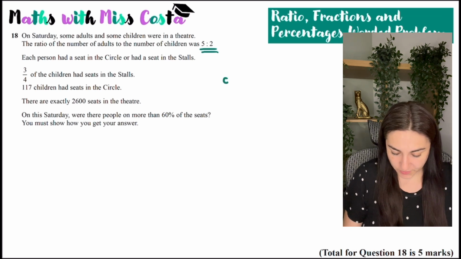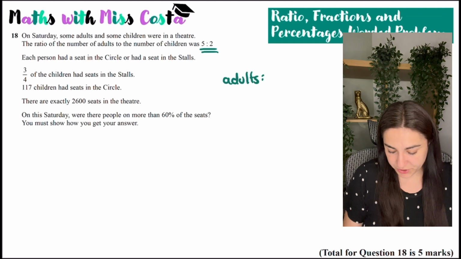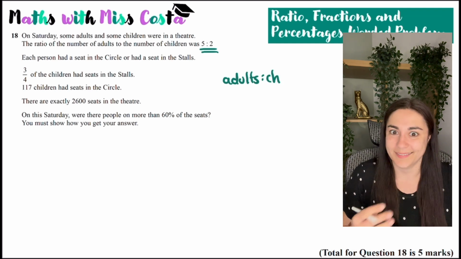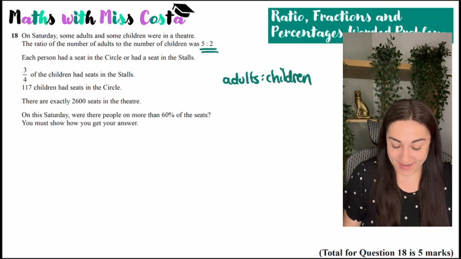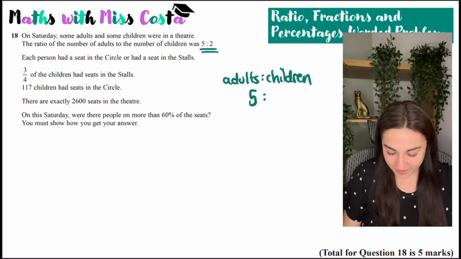Okay, so adults to children. Okay, I found this on the web for Hey Adults. Okay. Check it out. Right, so adults to children is 5:2.